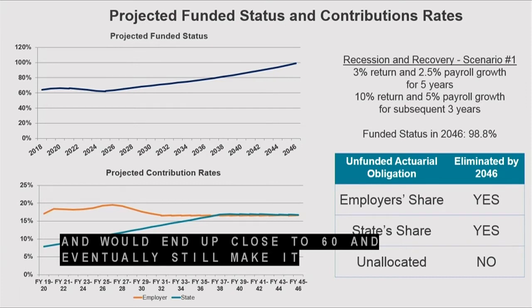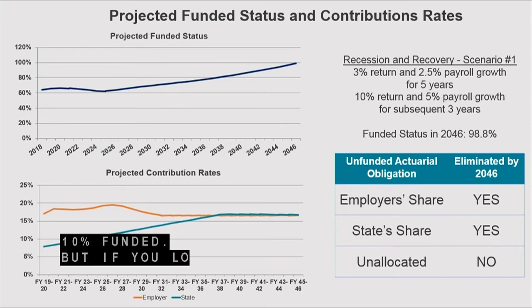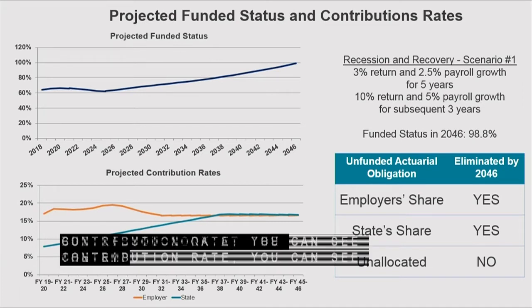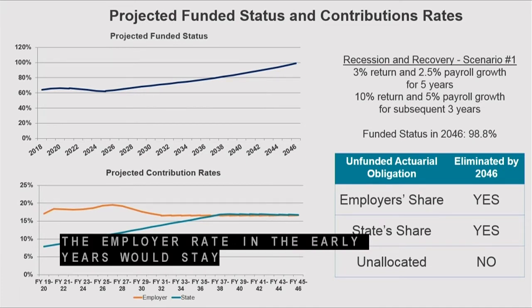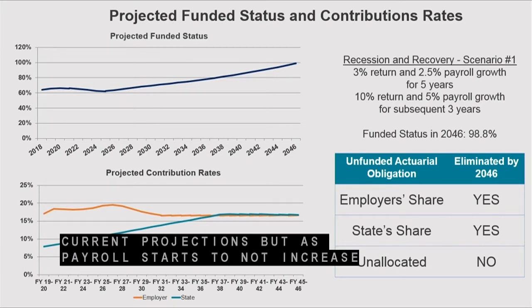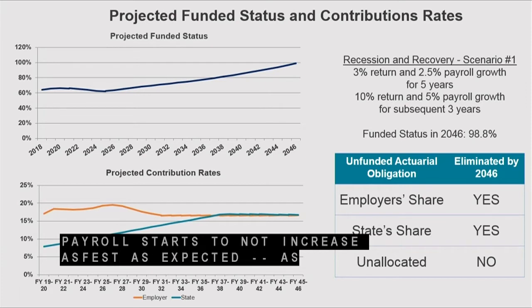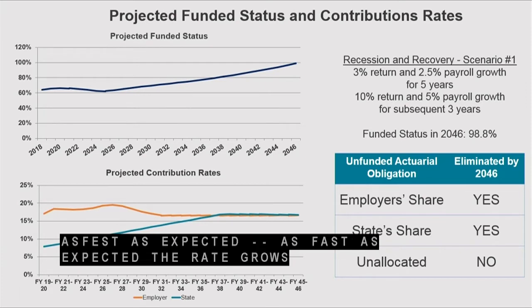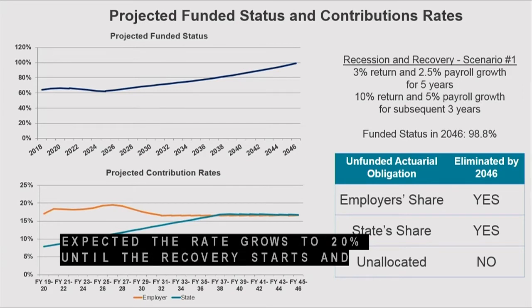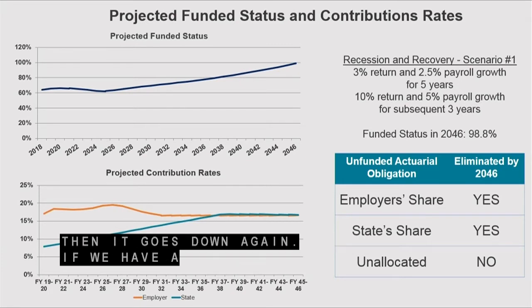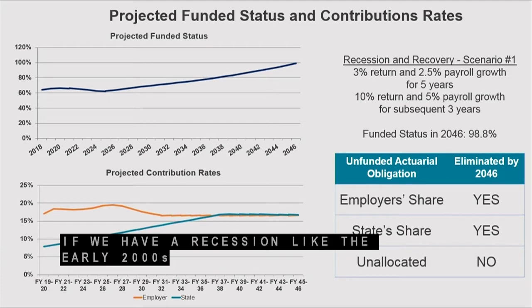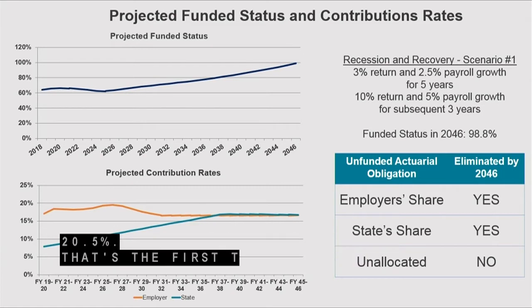But if you look at the contribution rate, you can see the employer rate in the early years would stay in accordance with our current projections, but as payroll starts to not increase as fast as expected, we need to start collecting more from the employers. The rate will go close to 20% until the recovery starts, and then it would go down again. I think the main point here is if we have a recession like in the early 2000s, the employer rate is likely going to get pretty close to the maximum rate in statute of 20.25%. So that's the first thing that we see here. And again, the state rate, you can see going up to 17% long term.